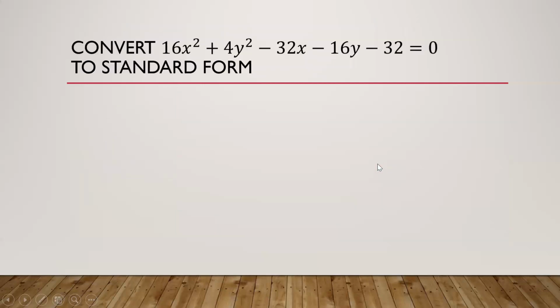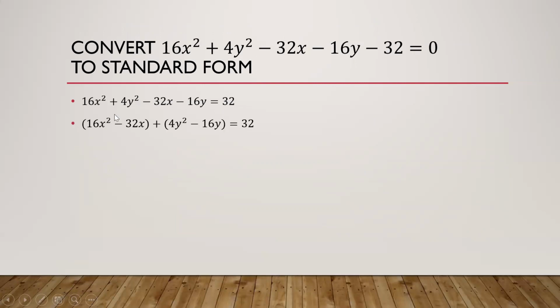Now let's convert 16x squared plus 4y squared minus 32x minus 16y minus 32 equals 0 to standard form. So firstly, we have to isolate our constants. So our constant for this equation is negative 32. So if you move that to the other side, it becomes positive 32.